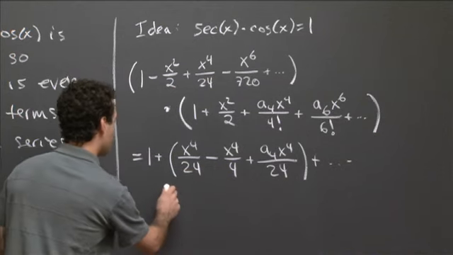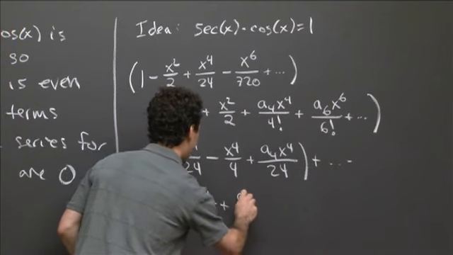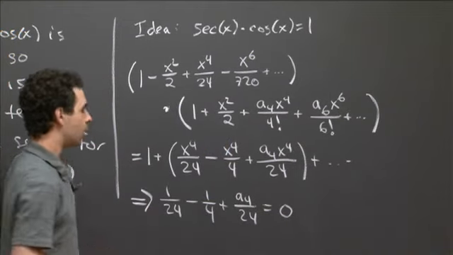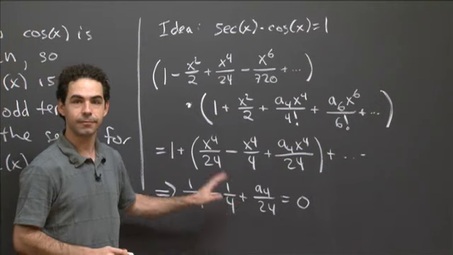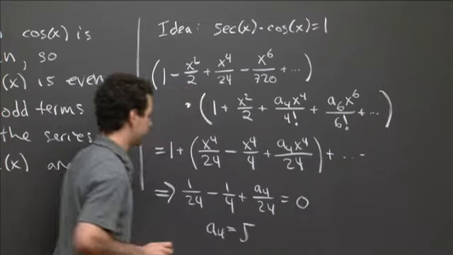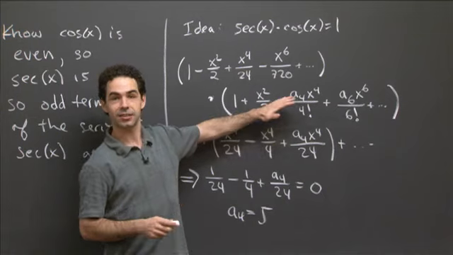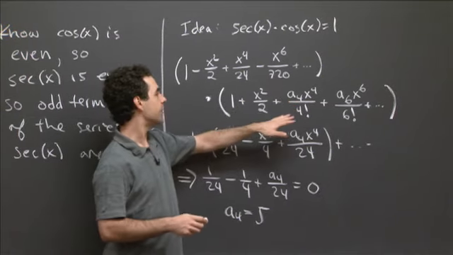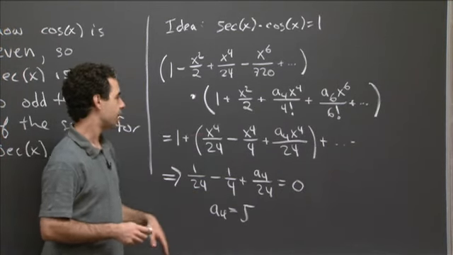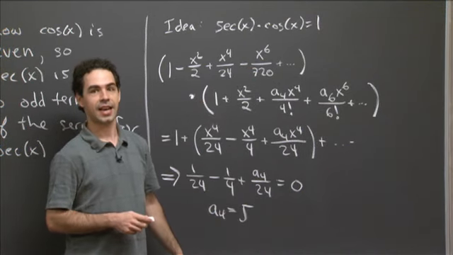So that means that 1 over 24 minus 1 over 4 plus a4 over 24 equals 0. Now you can multiply everything through by 24 and rearrange to figure out that a4 is equal to 5, if I've done that correctly. And if you wanted, it would be fairly easy to go back up and look at the x to the 6th term. From there, you could figure out that a6 was equal to 61, I think. And you could keep doing this. So this is one way to compute more terms of the series for secant of x.